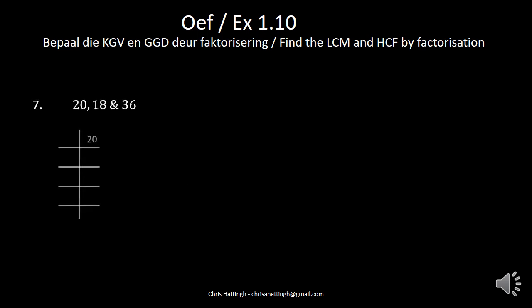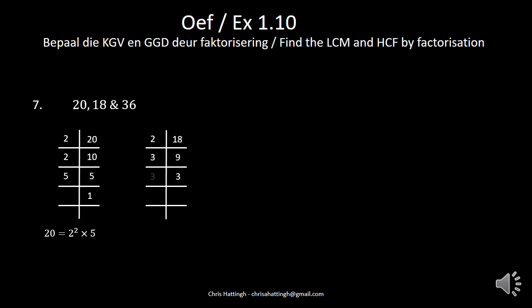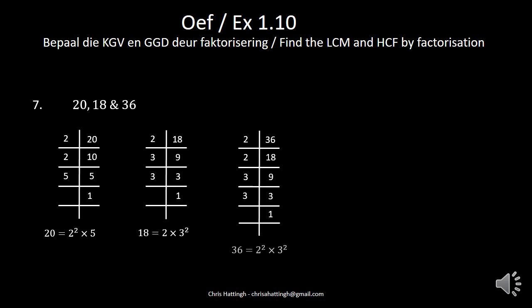Number 7, 20, 18, and 36. First thing you need to do is you need to factorize all three numbers. So your LCM, looking at all factors, you're going to look at 2's, the 3's, and the 5, and you're going to grab the highest exponent. So 2 to the power of 2 times 3 to the power of 2 times 5 gives you 180.